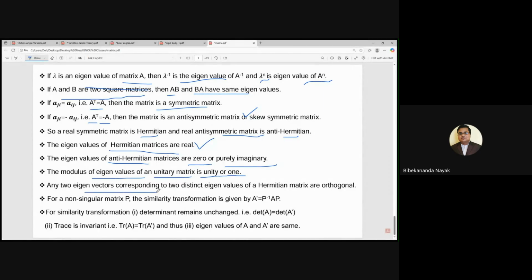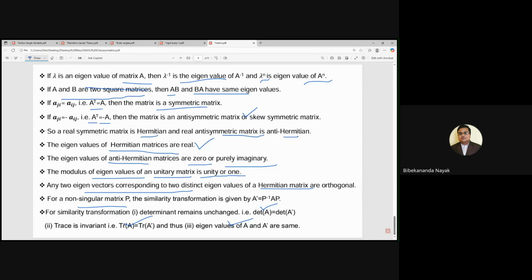Any two eigenvectors of a Hermitian matrix corresponding to distinct eigenvalues are orthogonal. For a non-singular matrix, meaning the determinant is not equal to 0, we have a similarity transformation A is equal to P inverse AP. For a similarity transformation, the determinant is the same, the trace is the same, so the eigenvalues are the same. These are some properties of matrices. Using these, you can solve many matrix problems.